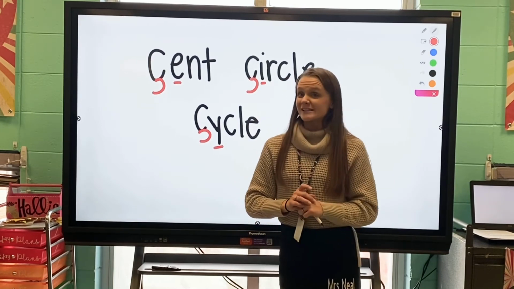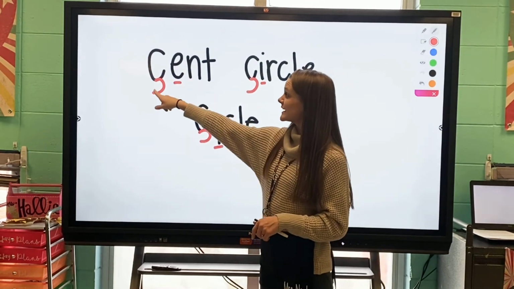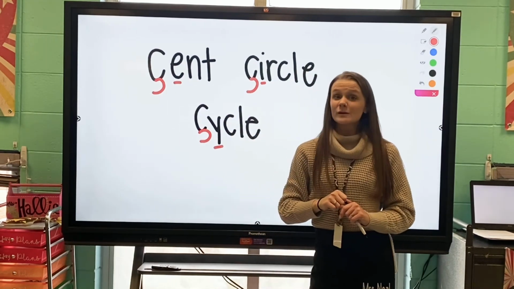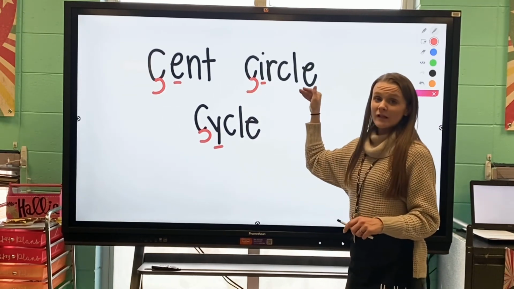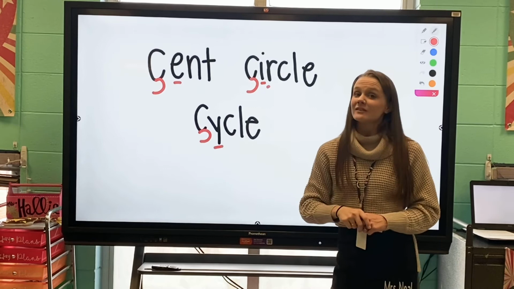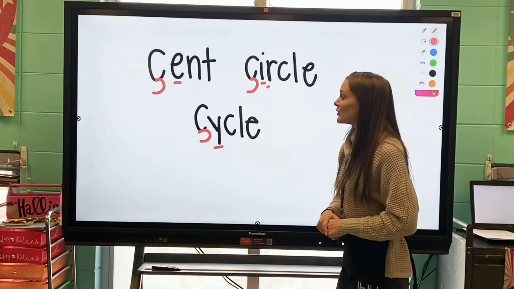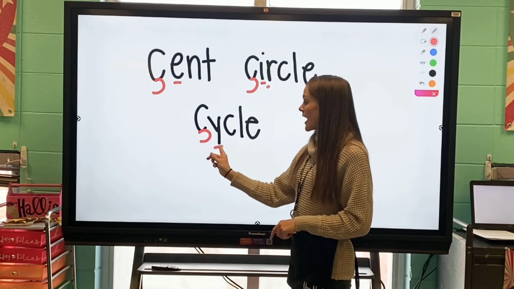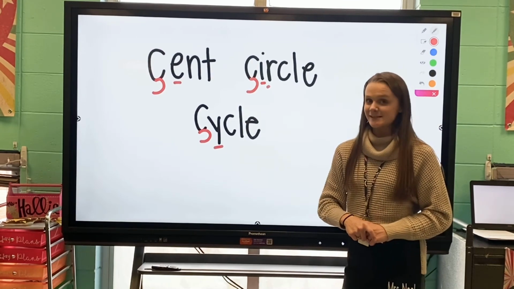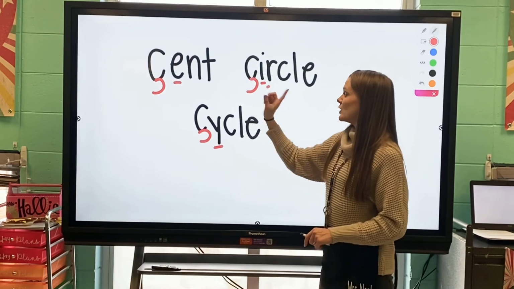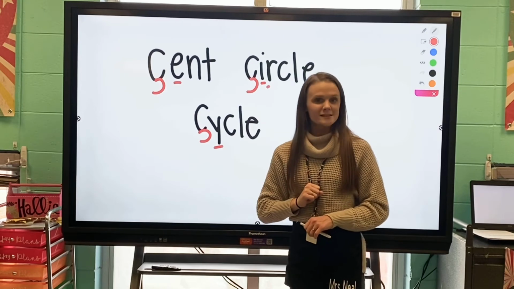For example, the word scent is followed by the letter E. C has an E after it. So it's making the soft S sound. The word circle has a I after our letter C. So it's also making the soft S sound. The word cycle has a Y after letter C. So it's also making the soft S sound. E, I, or Y after letter C means that it's making the soft sound.